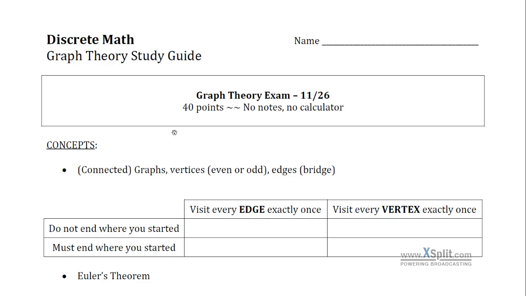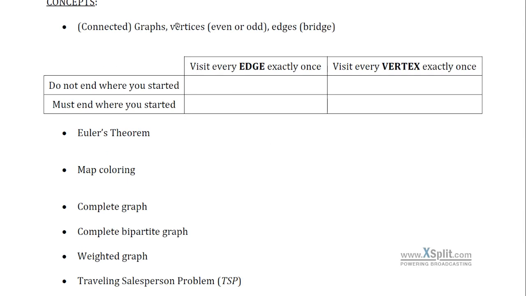So you should have received one of these study guides in class on Friday. There are a bunch of terms and concepts on the first page that you should know, what it means to be, you know, vertices, even or odd, edges, bridges, graphs, etc. If you look back at your notes, you have all of those terms in your notes. This chart could be filled out if you look back at your notes, the difference between Euler versus Hamilton graphs, what it means to end at the vertex where you started, where you actually have a circuit versus a path.